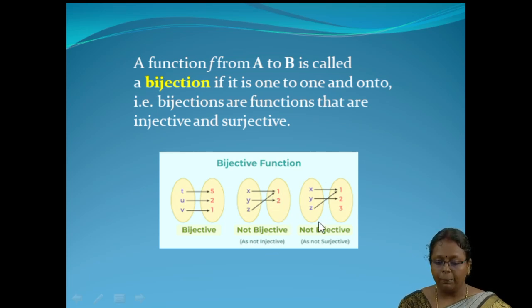Coming to this example, x and z are mapped to 1, y is mapped to 2 and 3 does not have any pre-image. So it is an example of a non-bijective function. So, the first one is a bijective function. The second is not bijective in the sense of not injective, and the third is not bijective in the sense of not surjective.